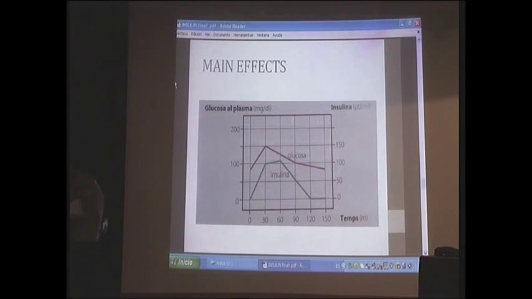Here we have a graph with which I am going to explain the effects. When the level of glucose increases, the pancreas releases the necessary insulin. Insulin makes glucose enter into the cell, and then when the level of glucose decreases, the level of insulin decreases too.